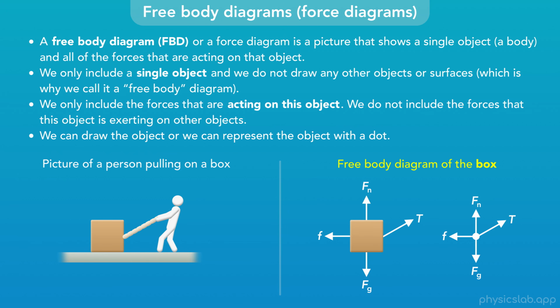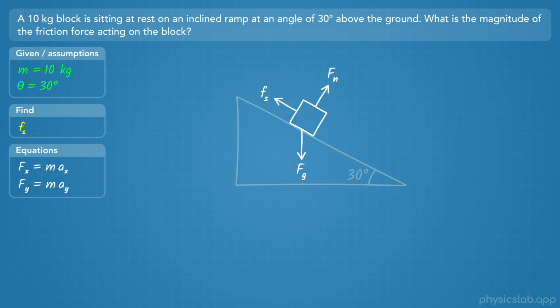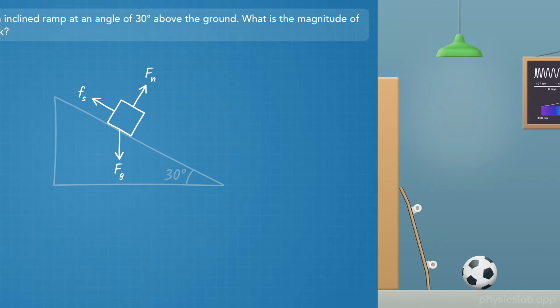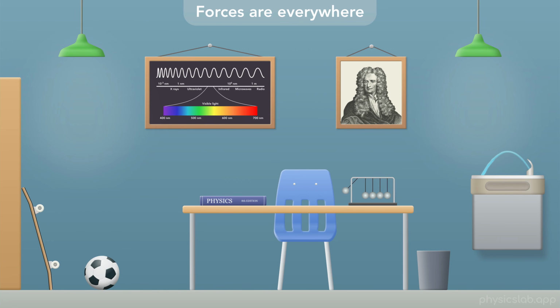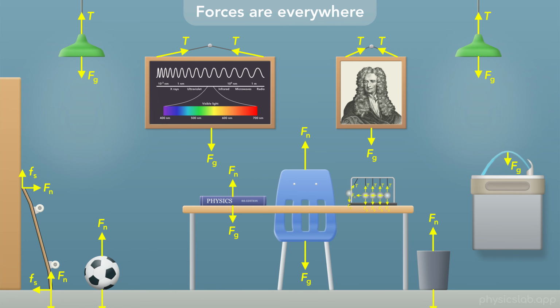We only include a single object, the box, and we do not draw any other objects or surfaces. Also, we only include the forces that are acting on the box. We do not include the forces that the box is exerting on other objects. Drawing a free body diagram will always be the first step in solving physics problems for the rest of the course. And even though forces are invisible, hopefully you'll start to see all of the forces that are acting on the stuff around you as we learn more about different types of forces and Newton's laws of motion.